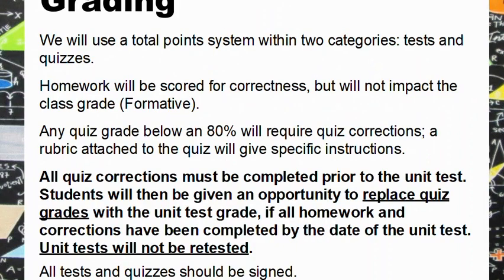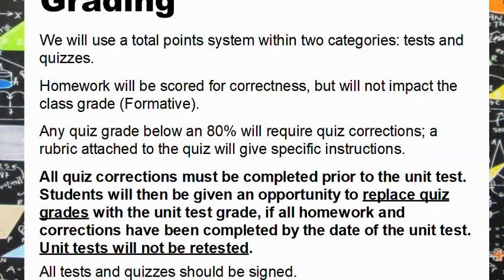As far as grading, we're going to use a total point system within two categories, tests and quizzes. Homework will be scored for correctness, but will not impact the class grade. So that's what we're going to call formative. We'll also mark it as not for grading in their gradebook. Any quiz grade that's below an 80 will require quiz corrections, and there'll be a rubric attached to the quiz so you understand what those specific instructions are. The corrections must be completed prior to the unit test, and students will be given the opportunity to replace quiz grades with the unit test grade if all homework and corrections have been completed by the date of the unit test. But the unit test cannot be retested.